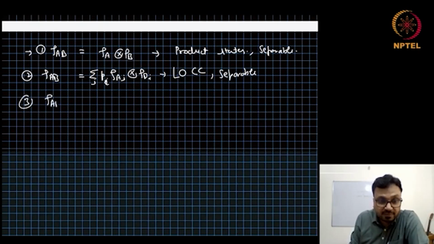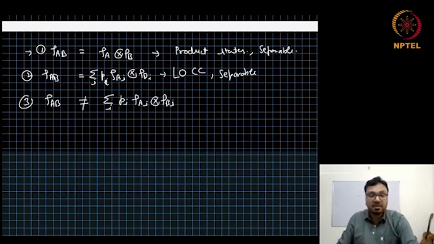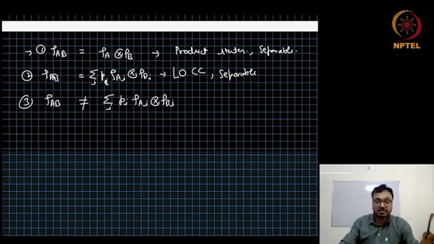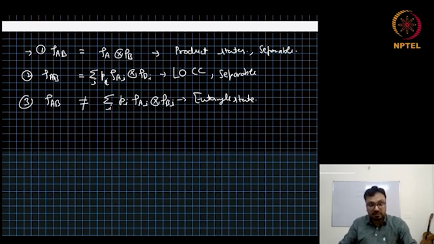Third case, we have ρ_AB which cannot be written as sum over i p_i ρ_Ai tensor ρ_Bi, the form of local operations and classical communication. Then it must be an entangled state. This is the definition of entanglement for mixed states, and of course the pure state definition of entanglement is the same as this one. This one is more general.